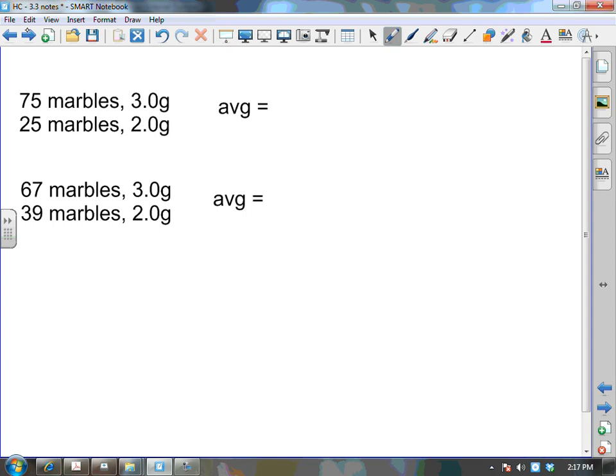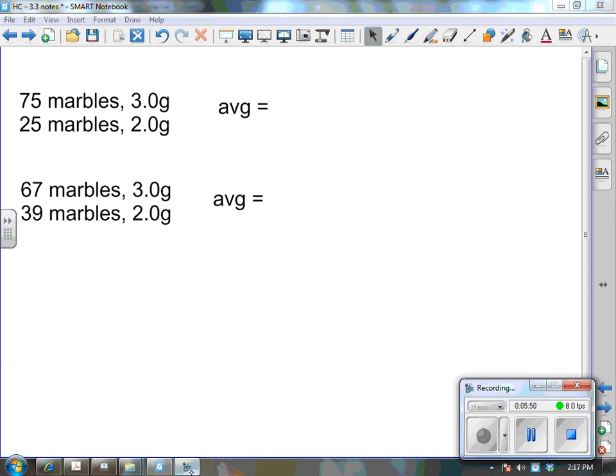Let's say you had another situation. You had 67 marbles that were 3 grams and 39 marbles that were 2 grams. Our average is not going to be 2.5, and I think we'd agree it's not going to be 2.5 in either situation. So here's what I want you to do. I'm going to pause this, and I want you to actually solve for the average in both cases and think about how you did that step.